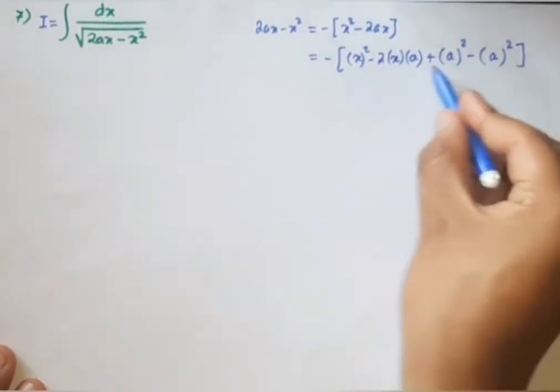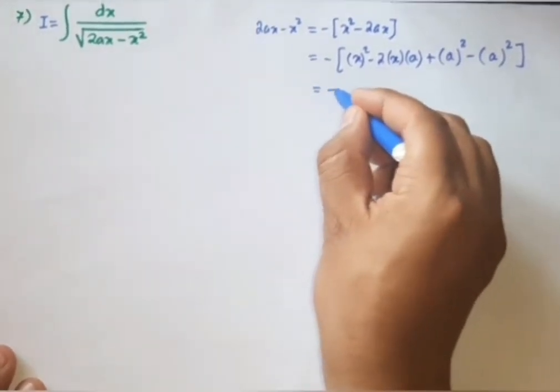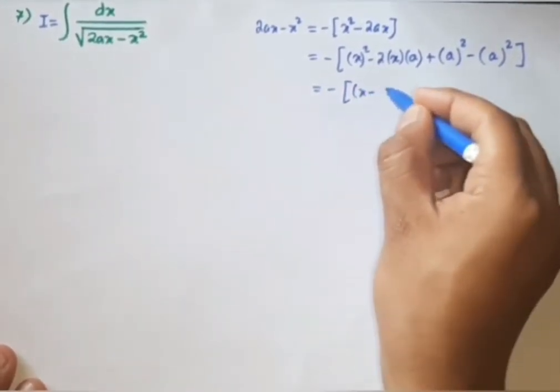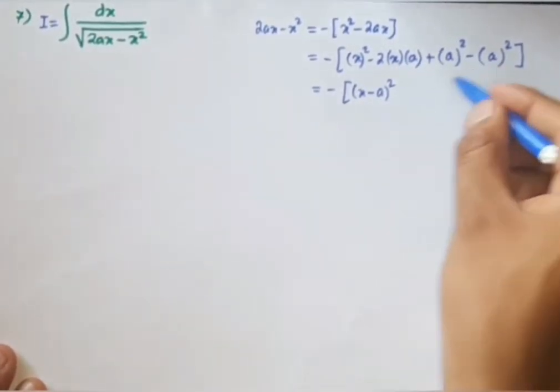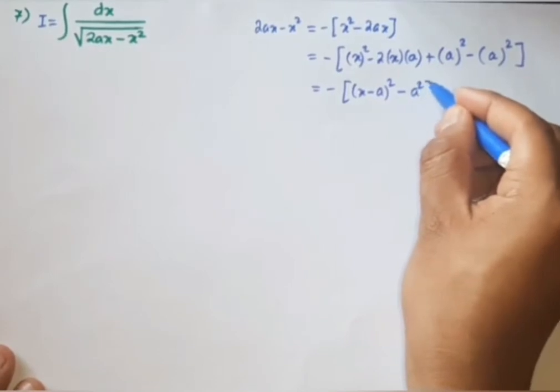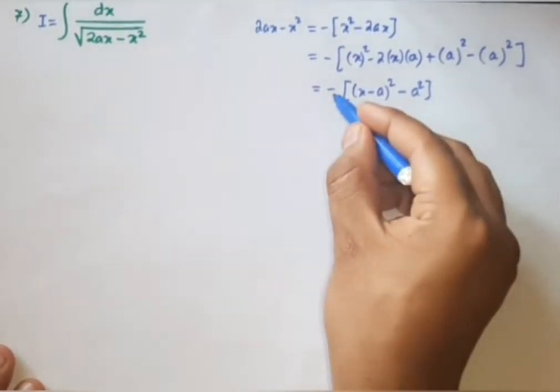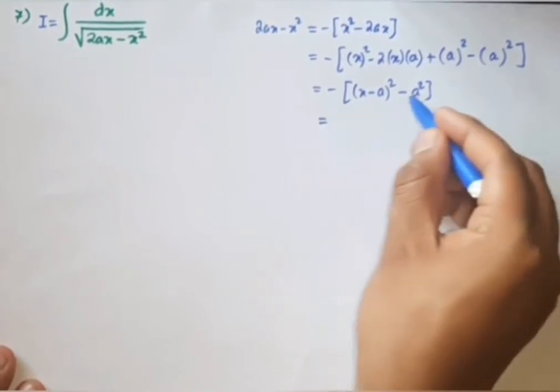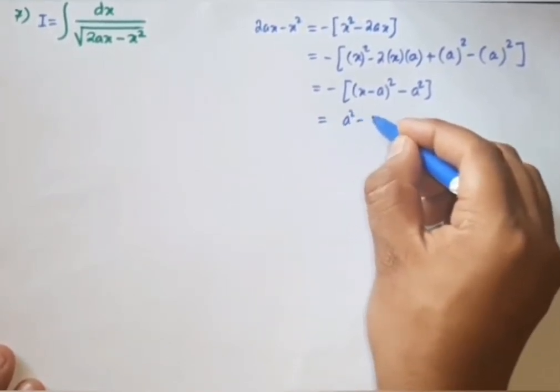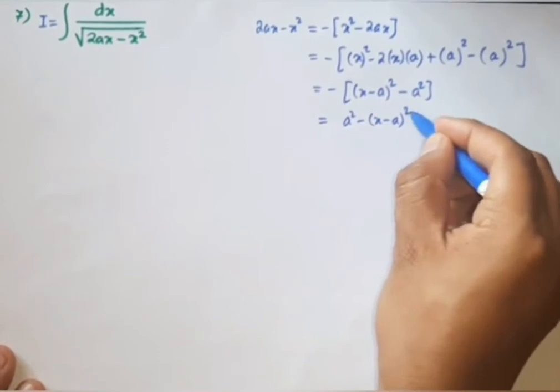Okay, so from here to here is a minus b whole square, right? From here to here is this much, so we have ultimately minus a square. So as I said, if I get negative outside, that negative has to be multiplied. So after multiplication it becomes a square minus x minus a whole square.